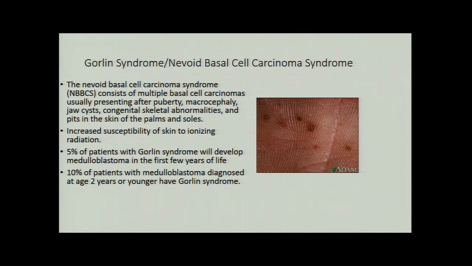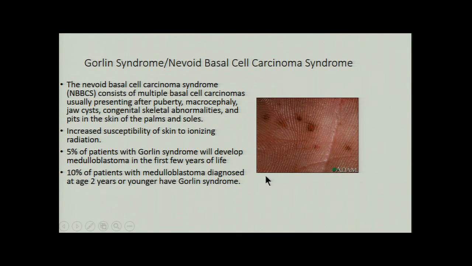So Gorlin syndrome or Nevoid basal cell carcinoma syndrome usually presents with basal cell carcinomas, so tumors of the skin, usually presenting after puberty, macrocephaly, jaw cysts, skeletal problems, and pits in the skin of the palms and the soles. And this is a question that comes up at the board. If you have someone that has little pits that you can see here on the palms, that's usually the diagnosis. They have an increased susceptibility to ionizing radiation, which is why these patients will not benefit from radiation, and we avoid it, both when we do surveillance, but also during treatment. So knowing the etiology is important so that the appropriate therapy is done and you don't make them worse.